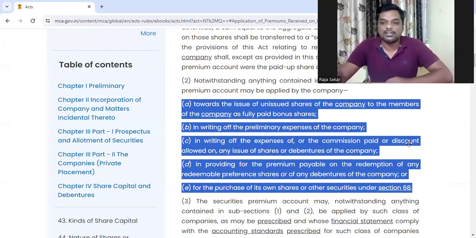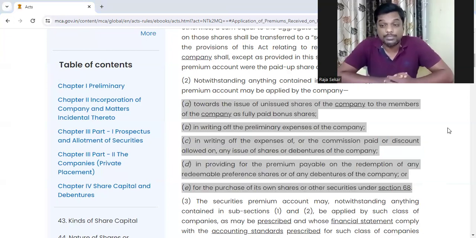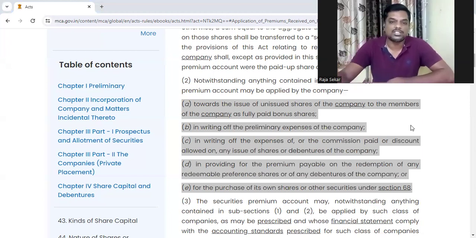Notwithstanding anything contained in sub-section 1, the securities premium account may be applied by the company towards the issue of unissued shares of the company to the members of the company as fully paid bonus shares, in writing off preliminary expenses of the company, in writing off expenses or the commission paid or discount allowed on any issue of shares or debentures of the company, in providing for the premium payable on redemption of any redeemable preference share or any debentures of the company, or for the purchase of its own shares or other securities under section 68.